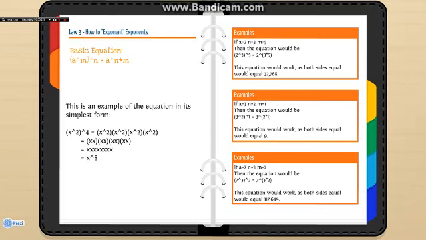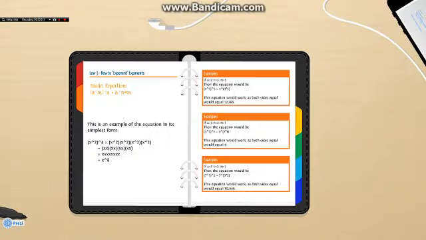And the example problem at the top, if a is 2, n is 3, m is 5, then the equation would be 2 to the power of 3 to the power of 5, or 2 to the power of 3 times 5, which 3 times 5 is 15, so 2 to the power of 15 equals 32,768. And the other examples are there if you just want to look at it.